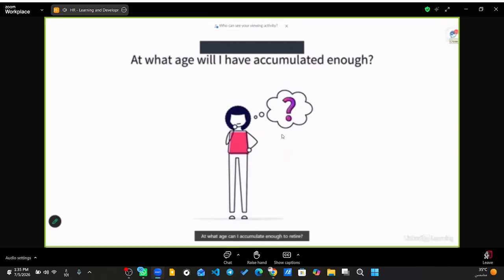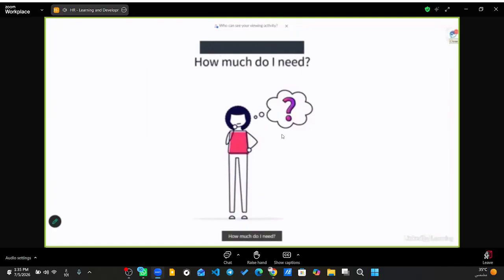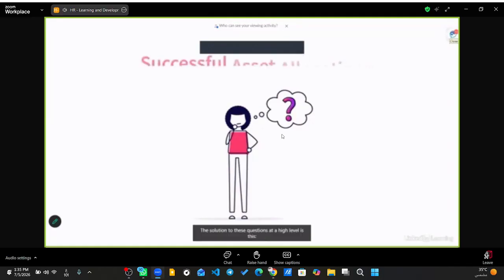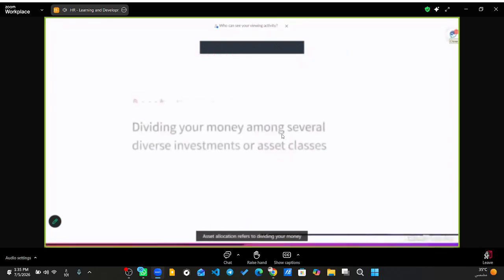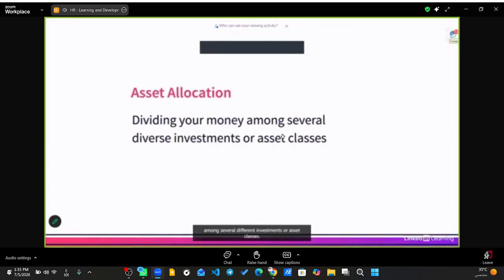At what age can I accumulate enough to retire? How much do I need? The solution to these questions at a high level is this: successful asset allocation. Asset allocation refers to dividing your money among several different investments or asset classes.